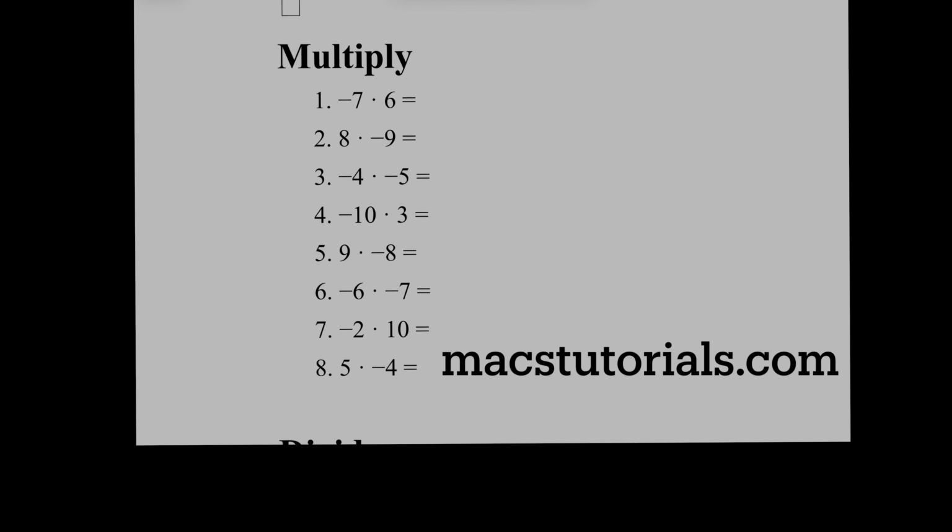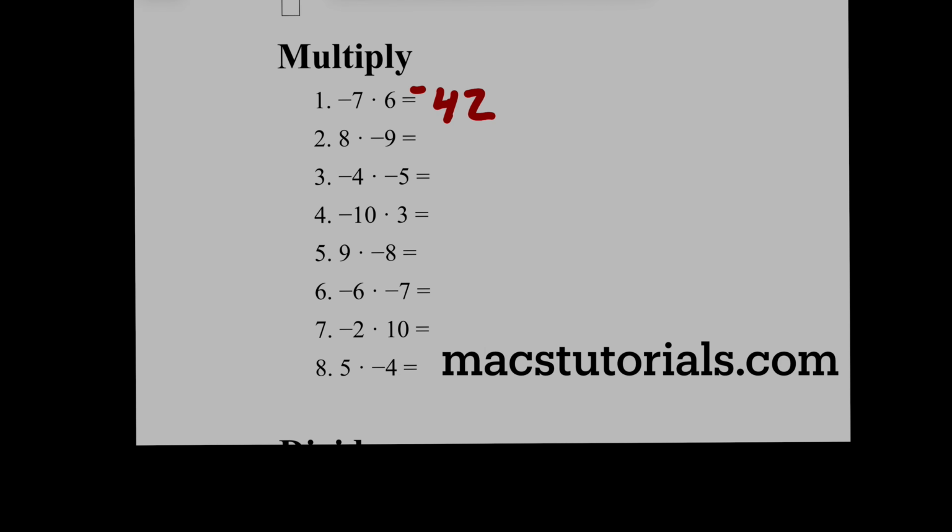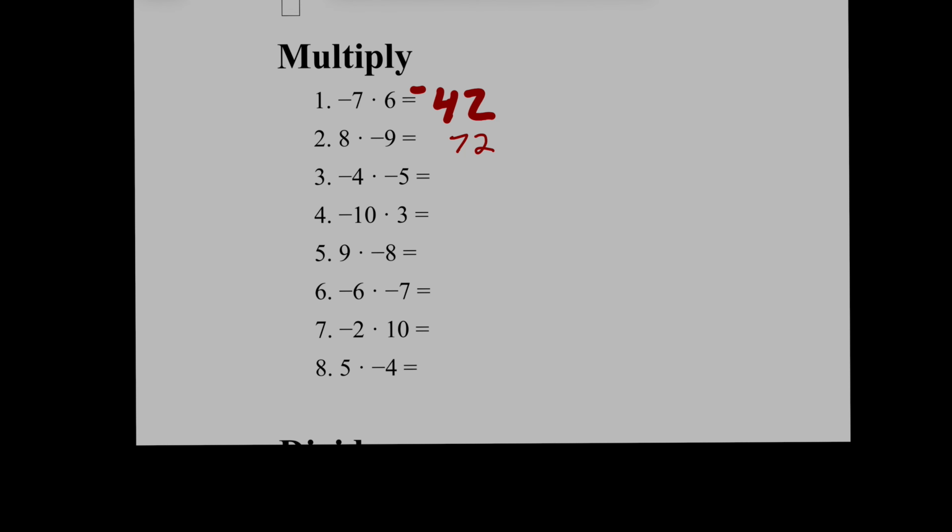So this is going to be, let me get my pen out here. This is going to be, and there we go, a 42. Now I have one negative sign, so my answer is negative. Let me make this a little thinner. There we go. Okay. 8 times 9 is going to be a 72. And I have one negative sign, so it's a negative. Now I have a negative times a negative. That's going to be a positive number.